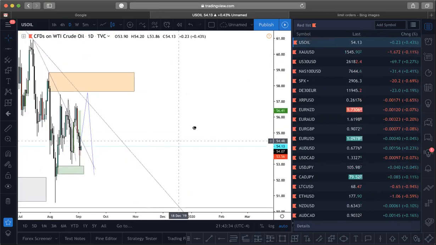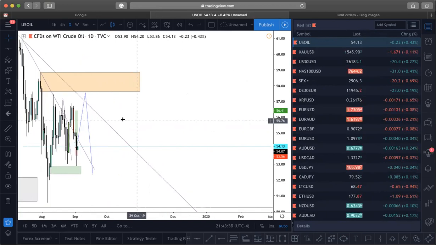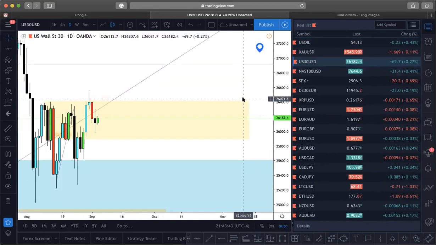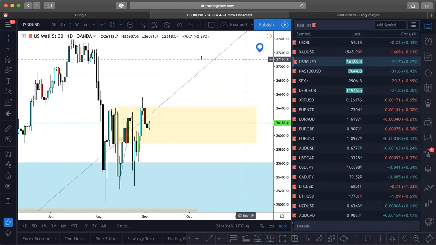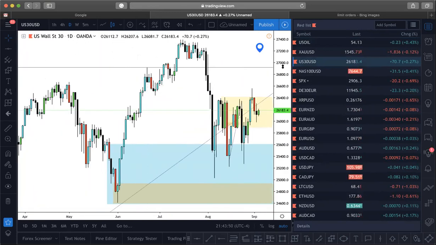So instead of me waiting like 5 days to catch 100 pips, oil can just move 100 pips in a couple hours, just like it did today. You know, some pairs move faster than others.